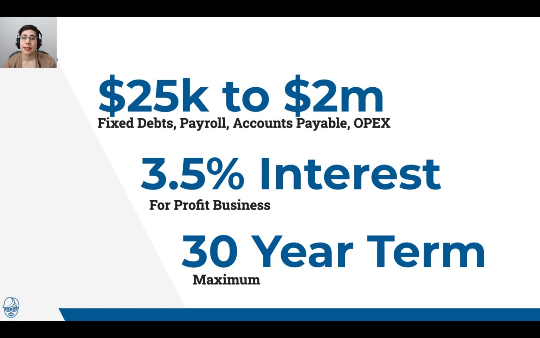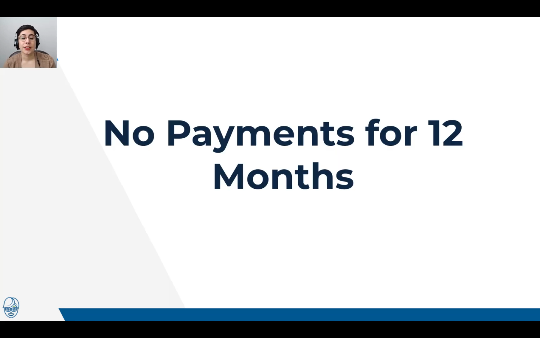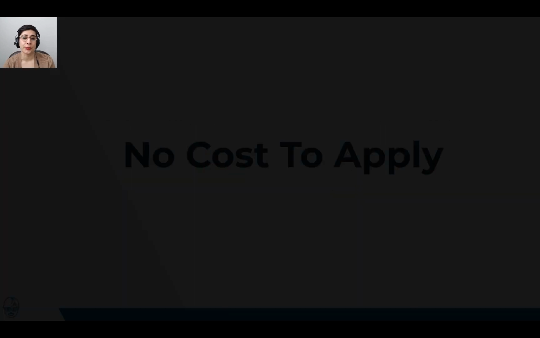And there are some limits on the interest, which is really good for you as a small business owner. If you are a for-profit business, you have a max rate of 3.5%, and you have a long time to pay it back. So your term can be at maximum 30 years, which is really good for you as a small business owner. It's also important to note that the SBA will be deferring payments for the first 12 months. So you have a year to begin paying on this disaster loan.